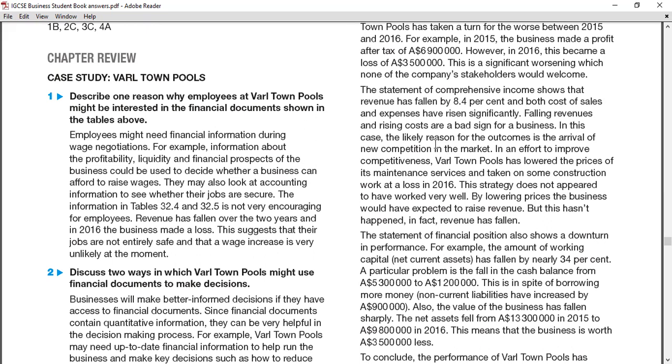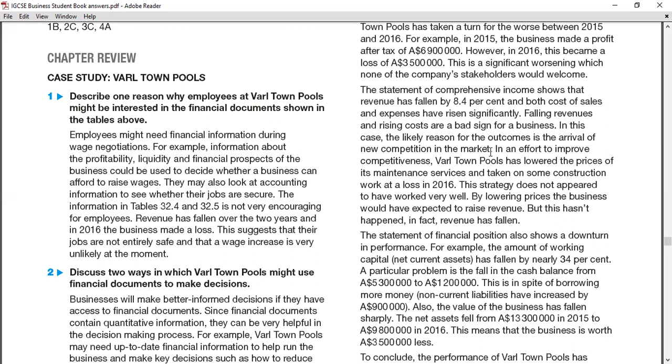The likely reason for this outcome is the arrival of new competition. They justify this because in evaluation, you have to analyze the reason why this kind of bad situation happened, because of the arrival of competition to the market. It's an effort to improve competitiveness. Varl Town Pools has lowered the prices of the maintenance services and taken some of the construction work at a loss in 2016. So this strategy does not appear to have worked very well.